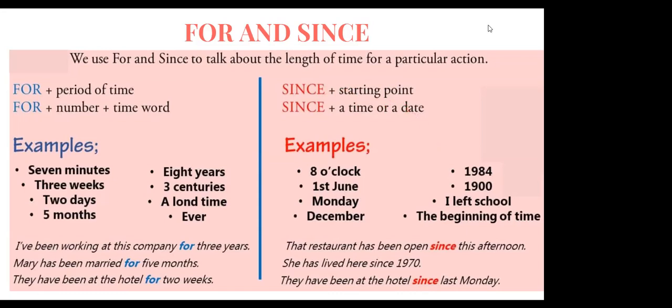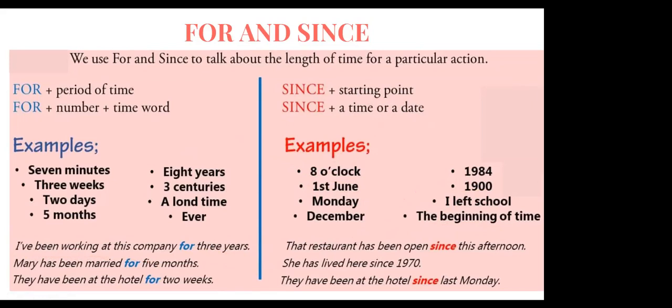And this is the difference between for and since. Here we have 8 o'clock, 1st June, Monday, December 1984, 1900, since I left the school, since the beginning of time. And here we have some examples. Please, could you read these examples?